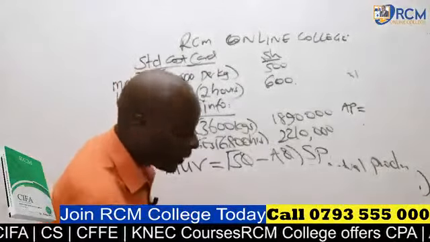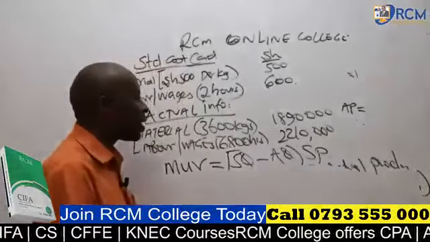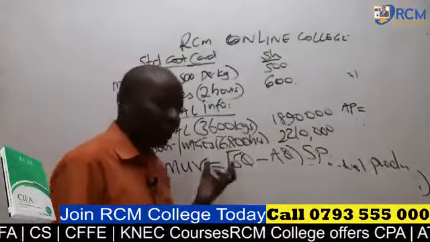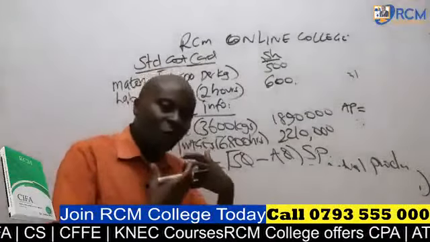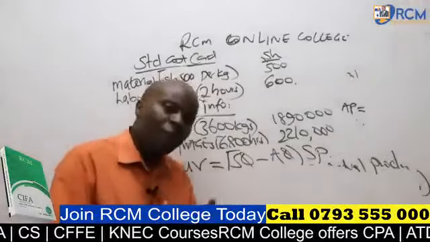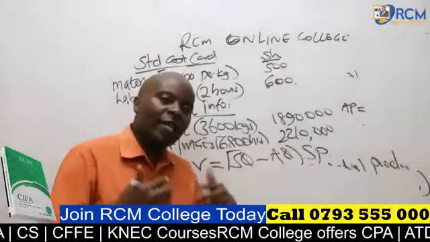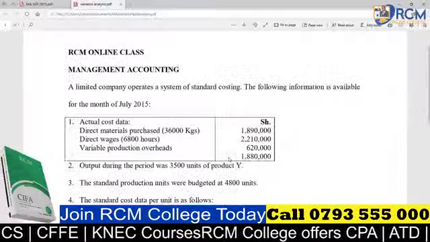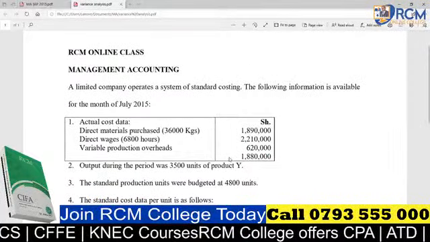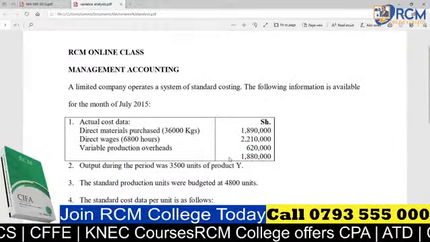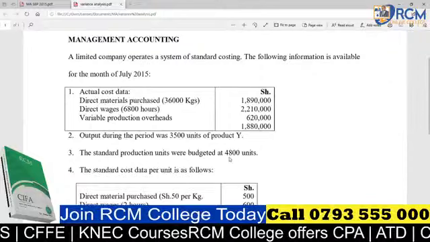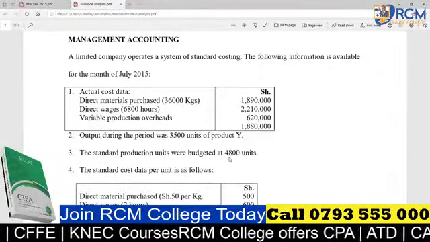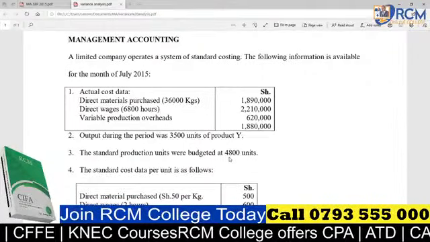Ladies and gentlemen, listen to me very well. This capital SQ stands for standard quantity of materials for the actual number of units that were produced. Meaning that there is no way you will be able to get this capital SQ if you do not know how many units of the finished product were produced.